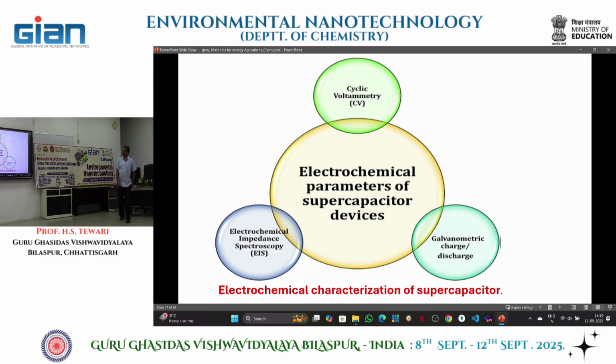So when you have an electrode material, you have to characterize it so that you can compare its properties with others. There are electrochemical parameters which govern the performance of supercapacitor devices. One is cyclic voltammetry, CV. Then we have electrochemical impedance spectroscopy, and the galvanostatic charge discharge cycle. These are the three parameters. So if you are going to synthesize an electrode material, then you have to go for these three properties at least, so that you can say how this material is.